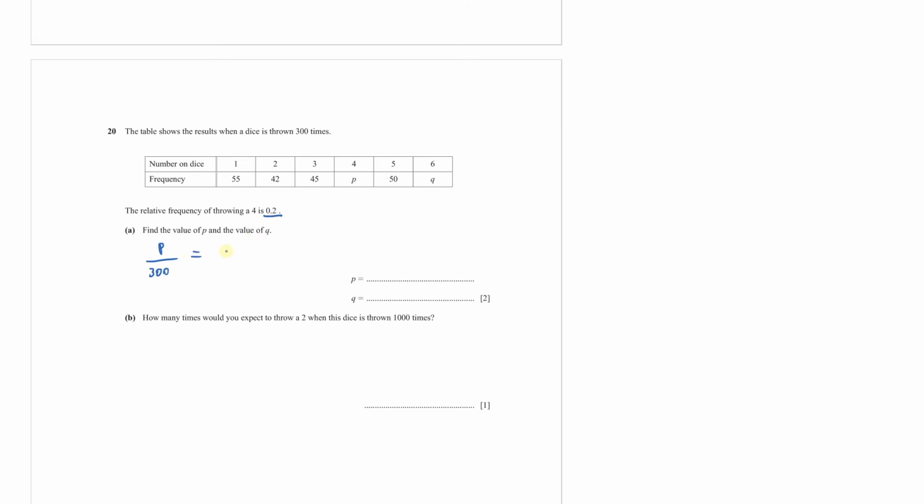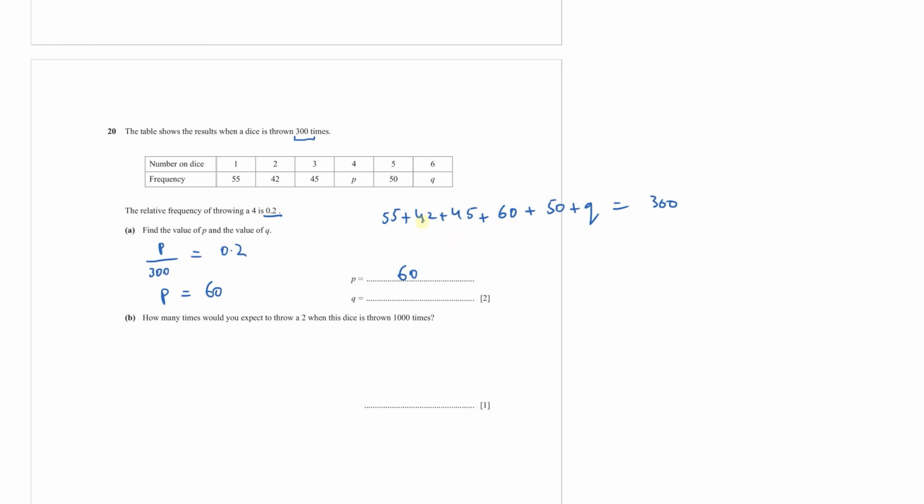And you're given that the relative frequency is 0.2. So 300 times 0.2 will be 60. So your value of P is 60. And for Q, you're not given the relative frequency, but you know that the sum of all these frequencies should be 300, because the total number of times you throw the dice is 300. So if you add them all, you should get 300. So for Q, I will do 55 plus 42 plus 45 plus P, which is 60, plus 50 plus Q should equal 300. So let's calculate this sum. So this 50 and this 50 is 100. This 60 and this 40 is another 100.